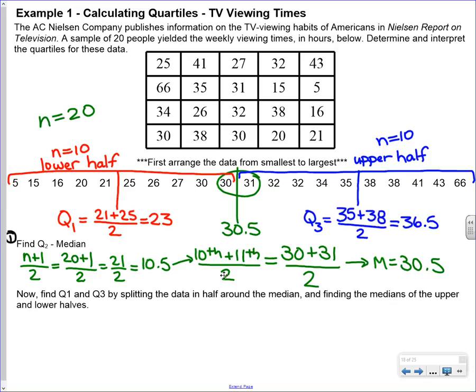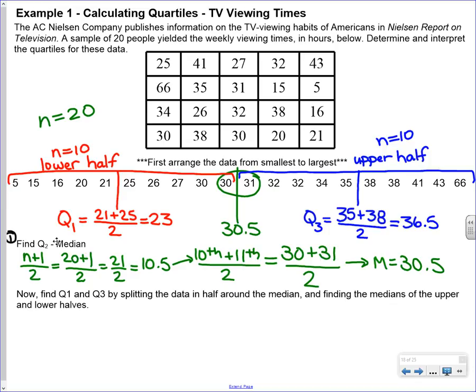All right, so looking at this, the first thing we need to do with this data set is find the median. If you're finding the quartiles and you're doing this by hand, which you may or may not do, because we'll show how to do it on our calculator too.